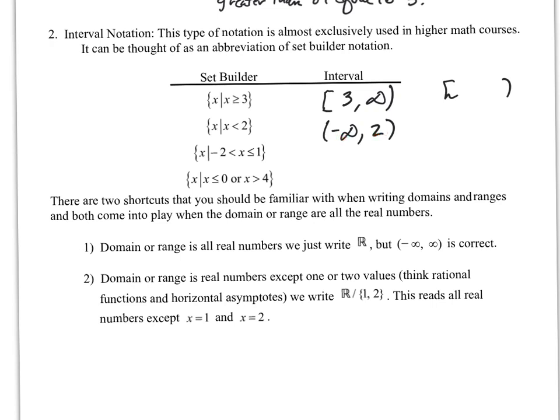So why don't you pause the video and do the second two. Okay, so the first one should be fairly straightforward. This one here, just an open parenthesis here and a bracket here. And then on the second one, we have to include all the numbers less than or equal to 0 and all the numbers greater than 4. Now, we use this operator here. It's the union. It basically means the "or" statement. Okay, so it's this or that. So we have to include both.